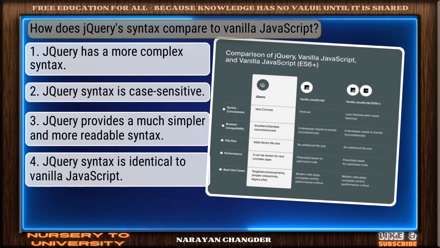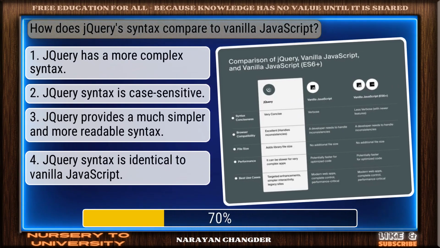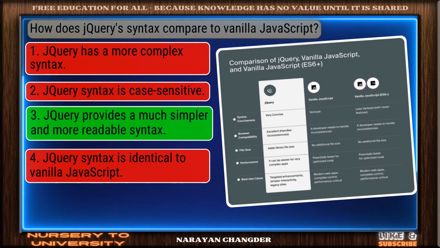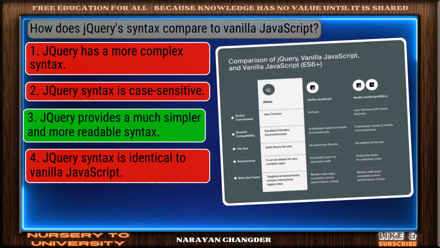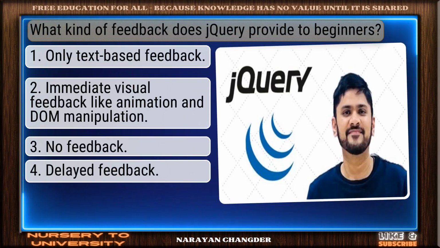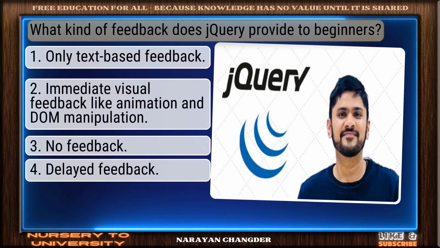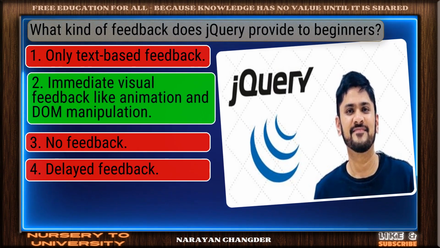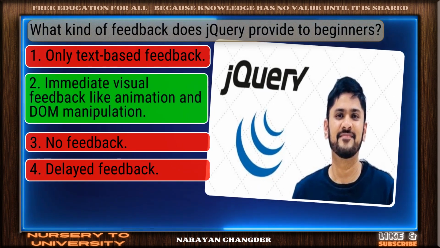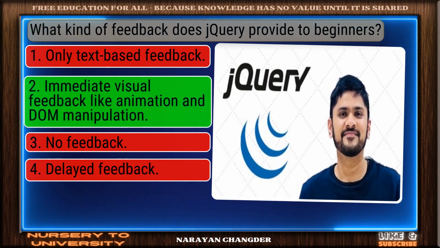Question number 25. How does jQuery's syntax compare to vanilla JavaScript? Bravo! jQuery provides a much simpler and more readable syntax is the answer. Question number 26. What kind of feedback does jQuery provide to beginners? Correct. Immediate visual feedback like animation and DOM manipulation is the right answer.